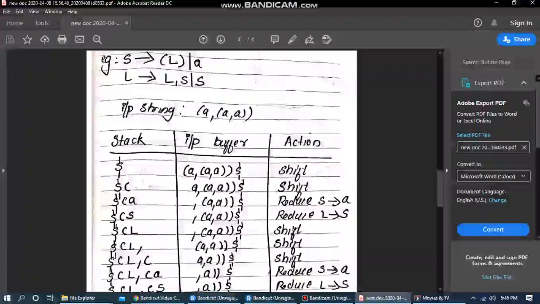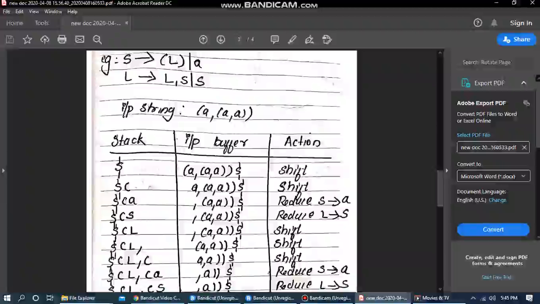Then the next step is again a shift. If we cannot find any matching elements between the stack and the grammar, you have to perform a shift action again, that is, push the very next element into the stack. So A is pushed, so open bracket A. Then write the remaining input string as it is in the input buffer.